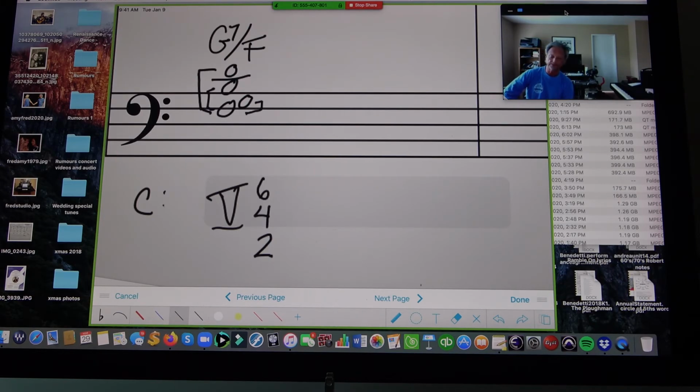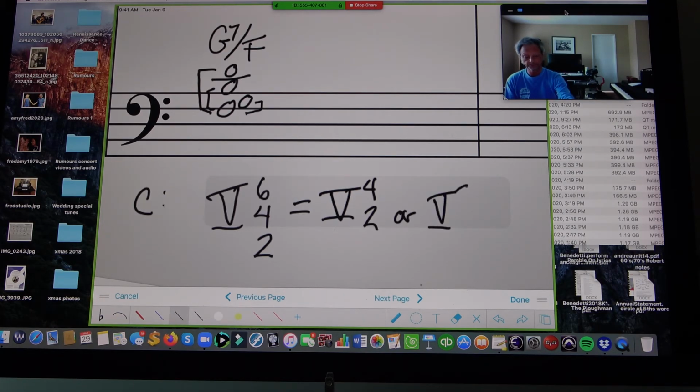So a dominant 7 chord in third inversion is actually 6-4-2. And for shorthand, there are 2 different ways to do it. 5-4-2 or just 5-2. Those are both acceptable. And that's the way that you would show a third inversion of a dominant 7 chord, either 5-4-2 or 5-2.